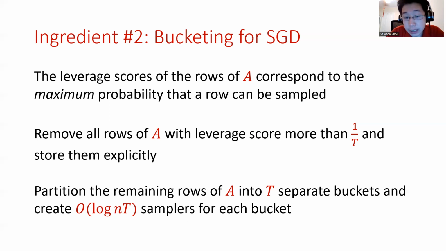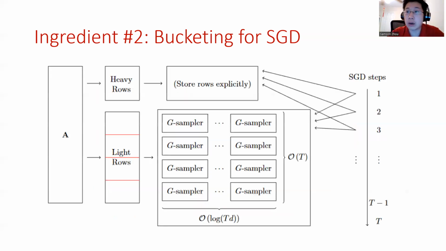And the crucial observation here, again, is that none of these samplers should be hit more than log n times, because the rows in each of these buckets will all be sampled with very small probability. So this is a computation that we do, but once we do so, the overall framework is that we separate the rows of A into the heavy rows and the light rows. The heavy rows we store explicitly. The light rows we create G samplers for.